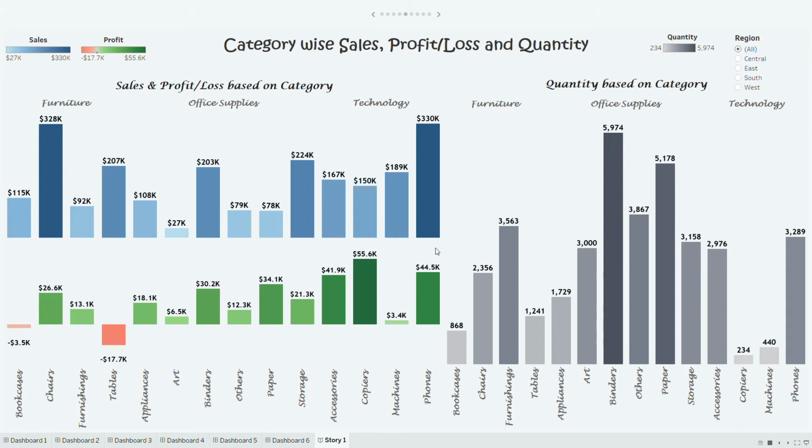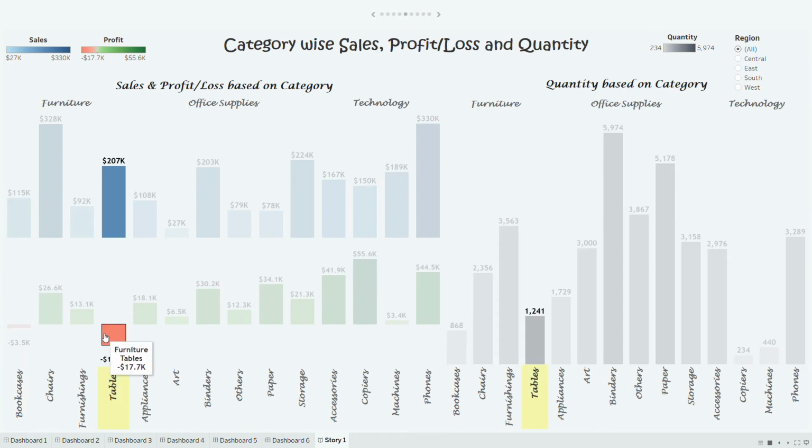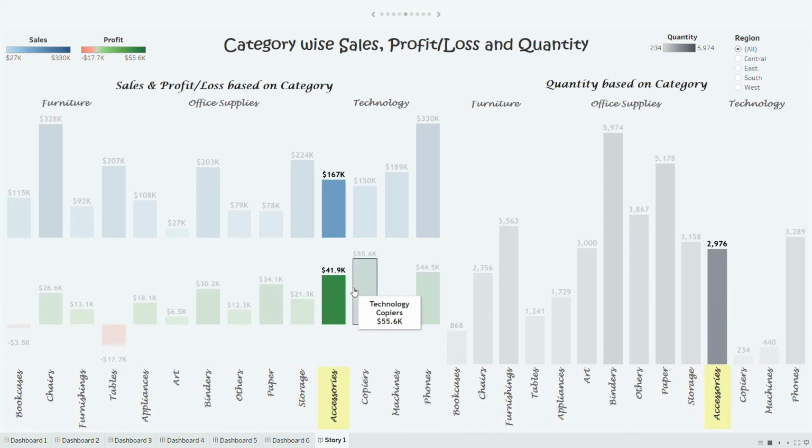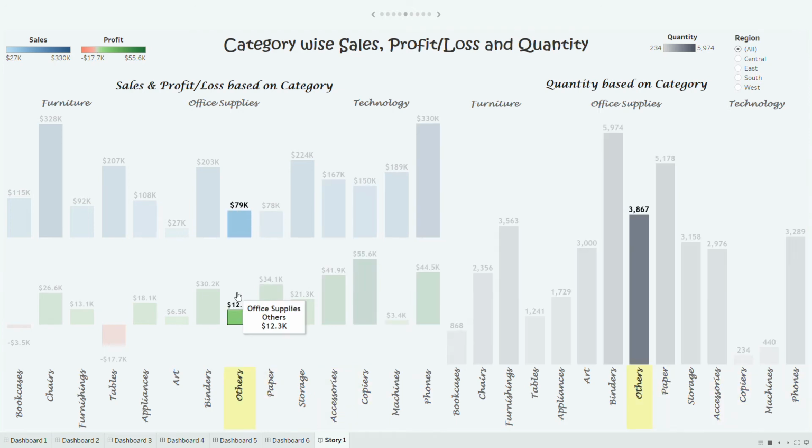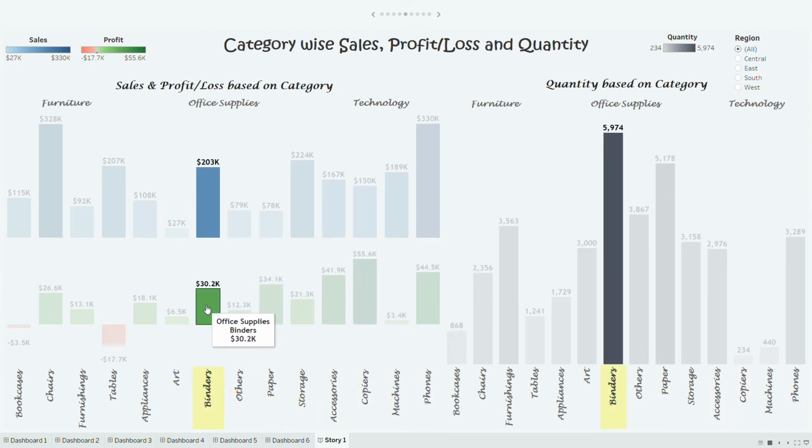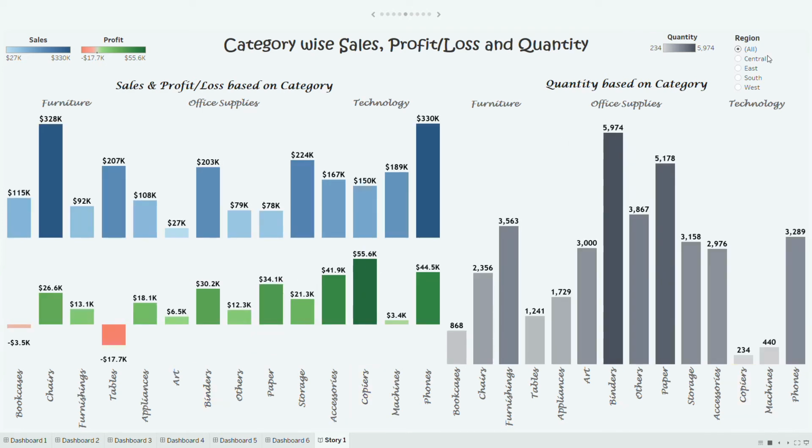Here, as I mentioned earlier, overall there was a loss in bookcases and tables. You can see the quantity which was supplied. It was a total of 1241 for tables and for bookcases it was 868. So here we can reduce this quantity to minimize the loss, whereas copiers has performed well. Copiers, accessories, phones, paper, binders. So here we can increase the quantity. That means we can increase the supply.